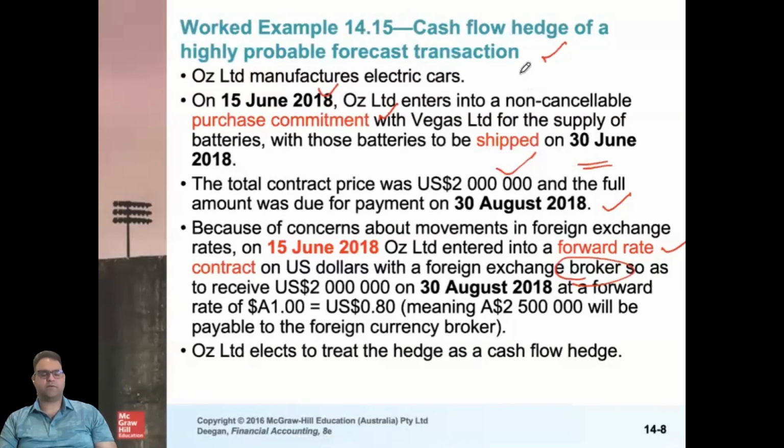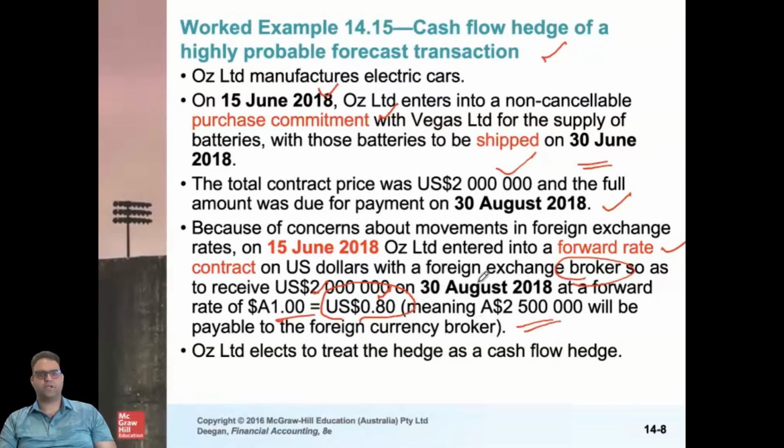So in the last slide, what we have discussed, if you have a cash flow financial assets, so what you need to do is different process. First, you have to charge in the equity, then asset, and then profit loss. So they enter into a contract with a rate of $1 Aussie dollar is equal to 0.8 US dollar, meaning that you will get 0.8 dollar for each Aussie dollar. So meaning that you will get 2.8 will be payable to the foreign currency broker.